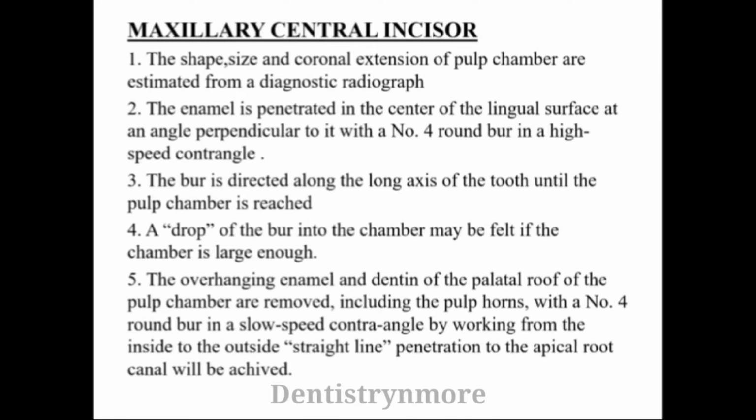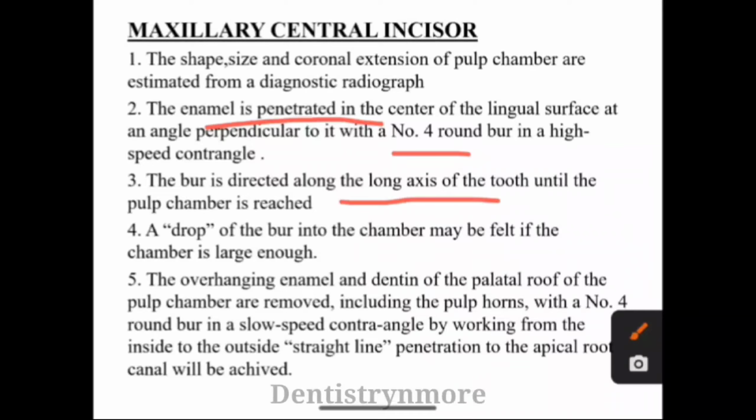Next one, in case of maxillary central incisor. The shape, size, and coronal extension of the pulp chamber are estimated from the diagnostic radiograph. Here the enamel is penetrated in the center of the lingual surface at an angle perpendicular to it with a number 4 round bur. This bur is directed along the long axis of the tooth until the pulp chamber is reached. A drop of the bur into the chamber may be felt if the chamber is large enough, and any overhanging enamel and dentine from the palatal roof of the pulp chamber are removed, including the pulp horn.